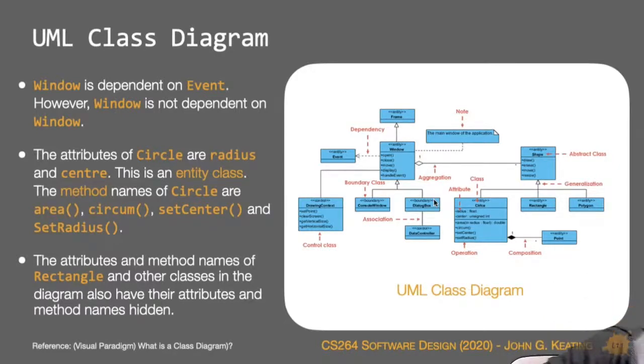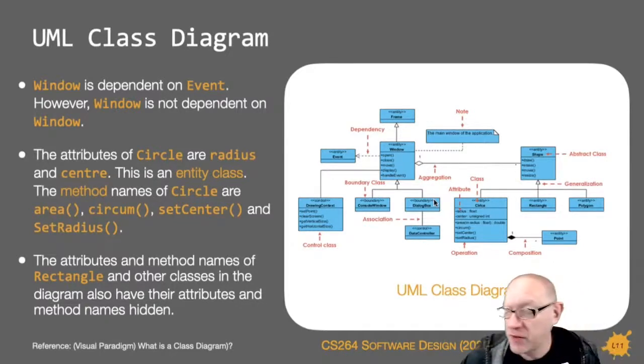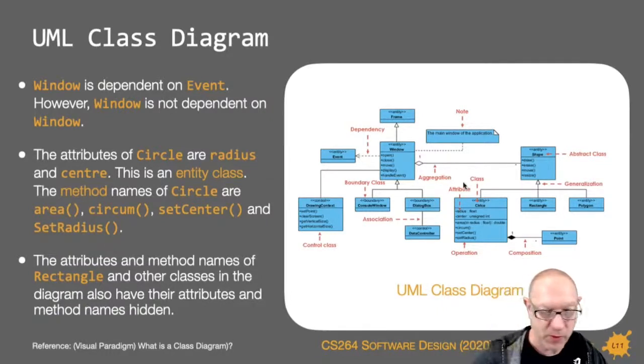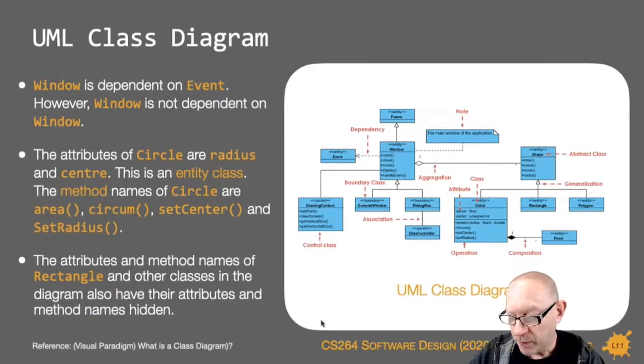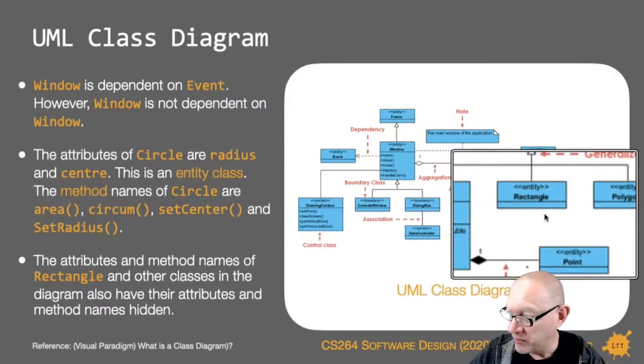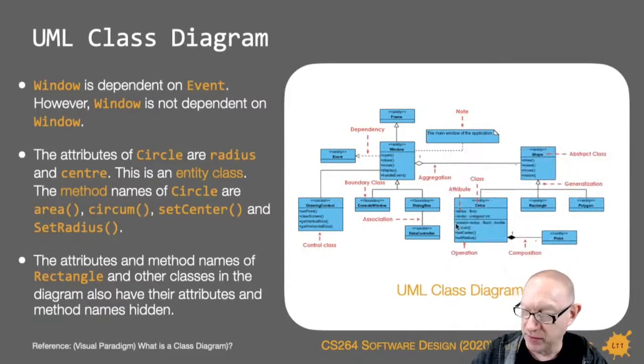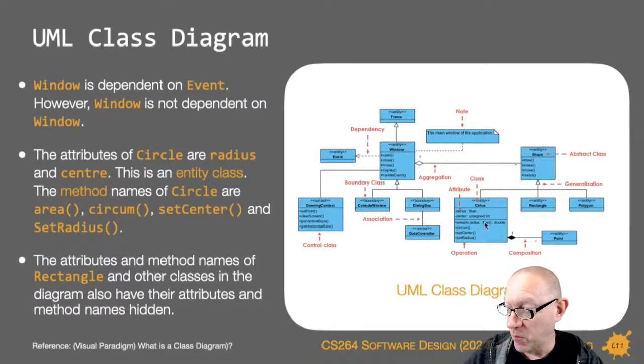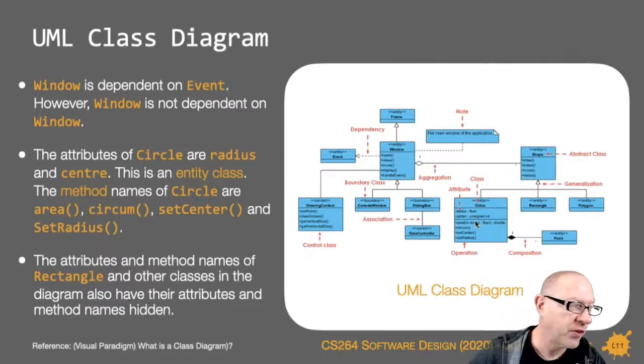So it's really useful to have the different kinds of diagrams. This tells us about how we build this, but it doesn't tell us how we build the software. It just tells us how we build the data structures that are used in this. You'll notice, as I mentioned before, that the actual attributes and method names of these rectangles and polygons have been hidden. Sometimes you do this for clarity. But they will have a similar structure to the one you have for circles here.